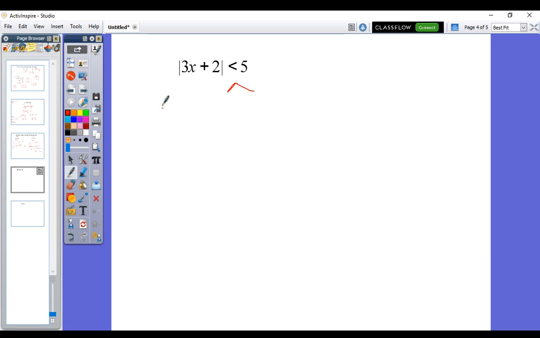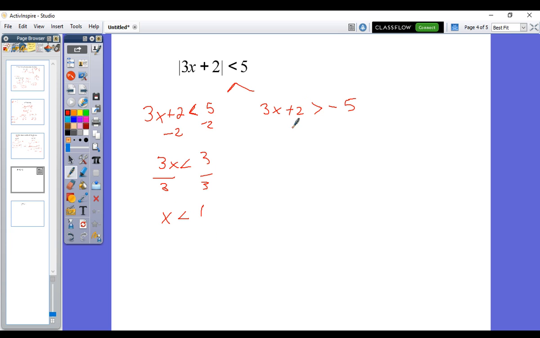So we make our two problems. We have our original OG, 3x plus 2 is less than 5. And then 3x plus 2 is greater than -5 right there. So let's start with this one. We'll subtract 2 minus 2. You get 3x is less than 3, divide by 3, x is less than 1. All right, so x is less than 1.